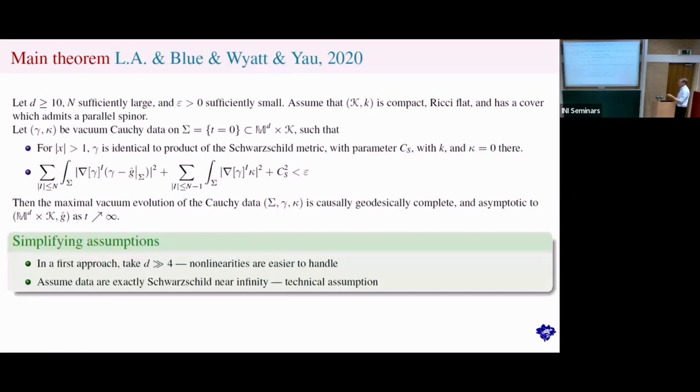Here the high dimension is a simplifying assumption because we wanted to use just straightforward arguments to see that things work. And we also assume that the data is exactly Schwarzschild near infinity. So that's another technical assumption.